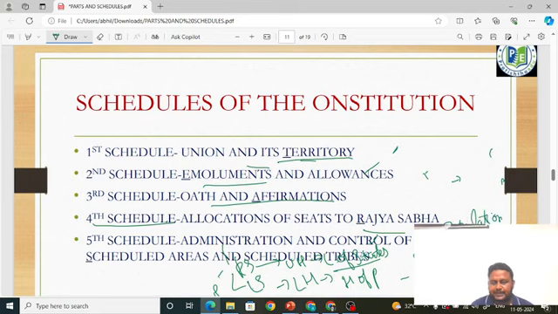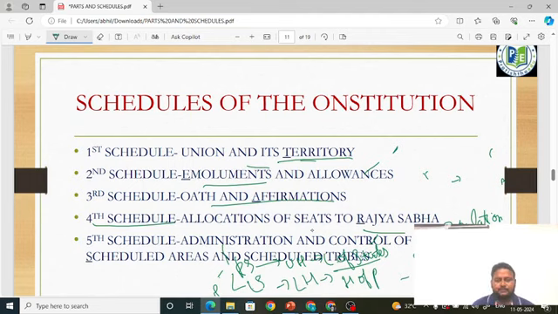Suppose UP has higher population. For this, the number of seats allocated in Rajya Sabha is 31. Karnataka, compared to it, has lower population. The number of seats allocated to Rajya Sabha is 12. Understood, friends? This is the meaning of allocation of seats to Rajya Sabha.